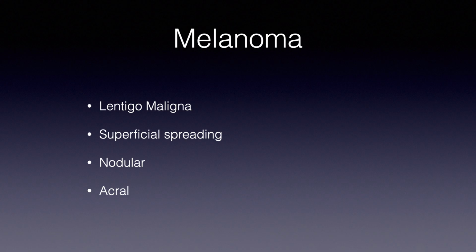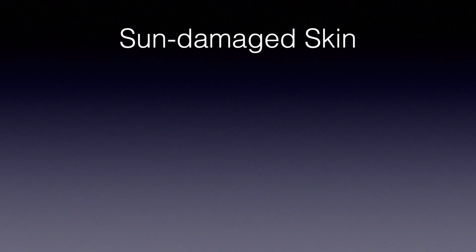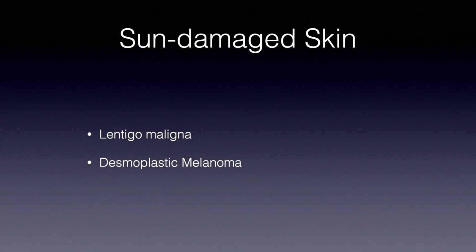When we think about melanoma, there are four subtypes that usually come to mind: lentigo maligna, superficial spreading, nodular, and acral. But when we think about sun damaged skin, there are two subtypes on which we need to focus a little bit more, and those are the lentigo maligna and the desmoplastic melanoma.